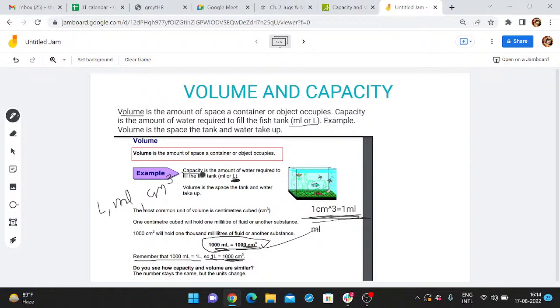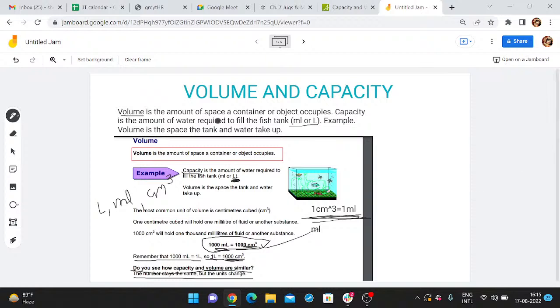उसको हम बोलते हैं कैपेसिटी. कि भैया ये मिल्क कंटेनर की कितनी कैपेसिटी है, आप कितना मैक्सिमम मिल्क उसमें फिल कर सकते हो. Now the thing is that there's a question out here that do you see how capacity and volume are similar? The number stays the same but the units change. आपके पास नंबर सेम रहेगा, बस यूनिट चेंज हो जाते हैं. अब इस पे बेस्ड क्वेश्चंस हम आगे करेंगे.